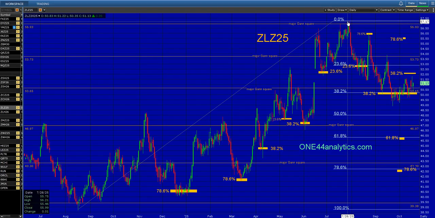Anything that can't get back above 38% of this would be a negative sign, and ideally a run from here could take us back to 78.6, and that's what we would be looking for.